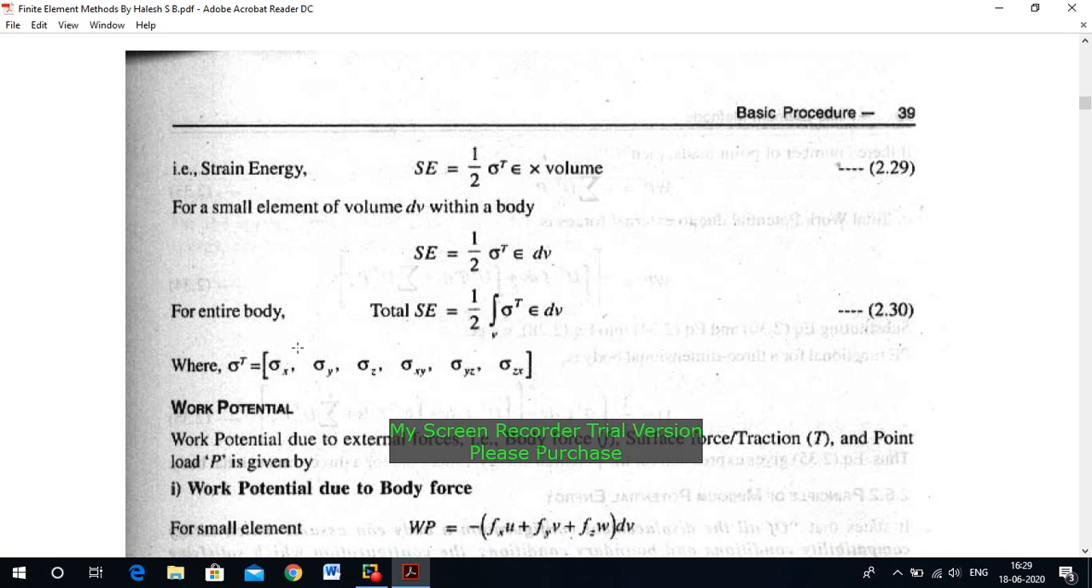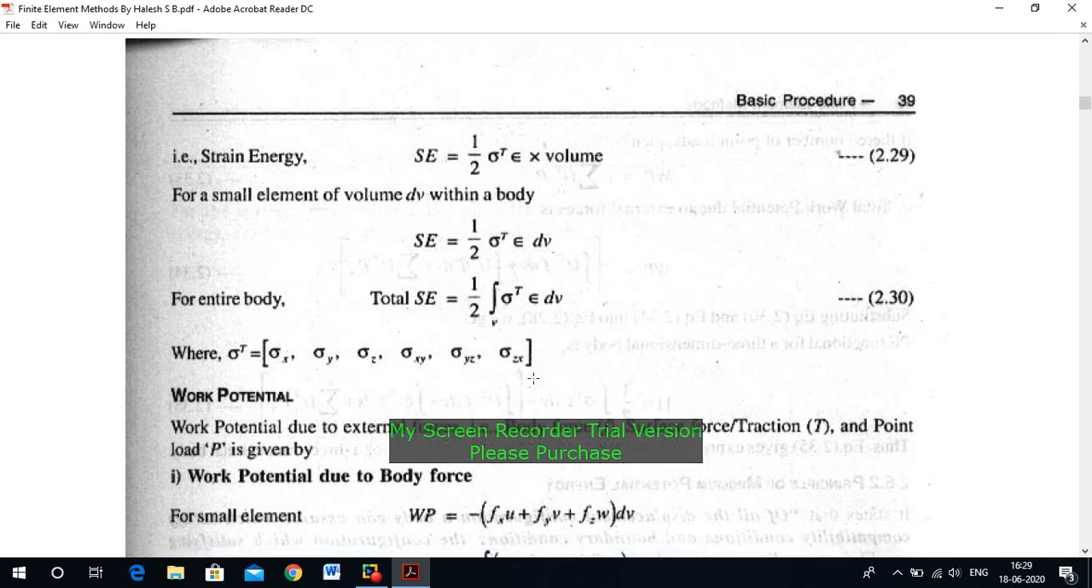Here sigma transpose is the stress matrix for a 3D elastic body: sigma x, sigma y, sigma z, sigma xy, sigma yz, sigma zx. You can call it equation number 3.